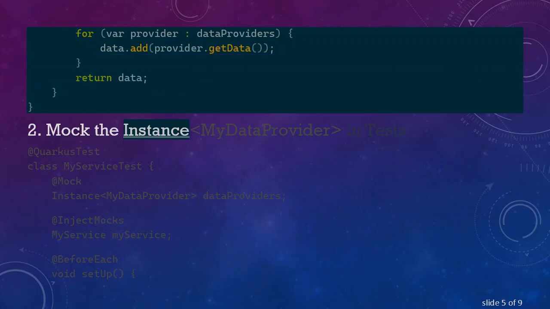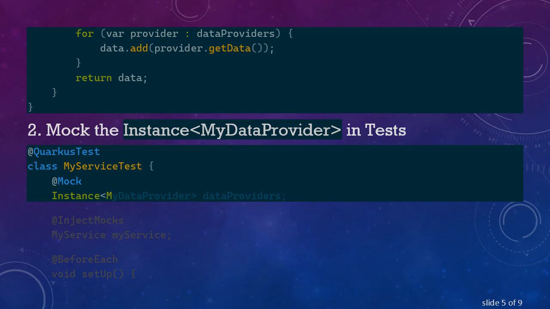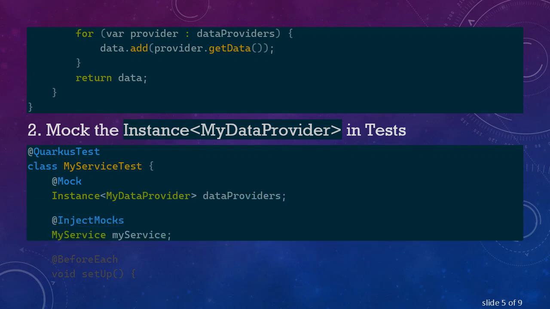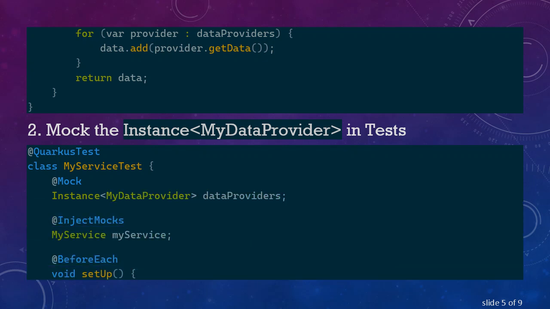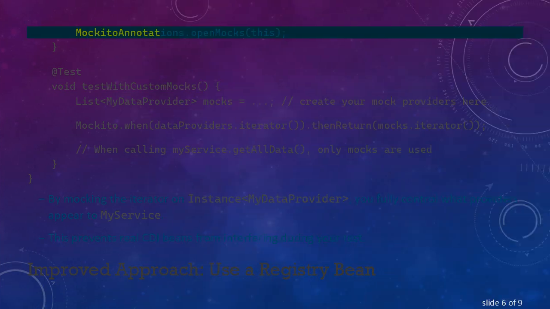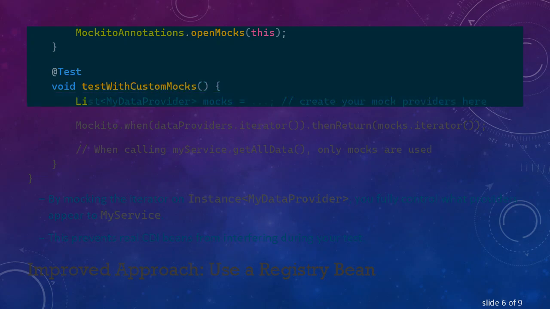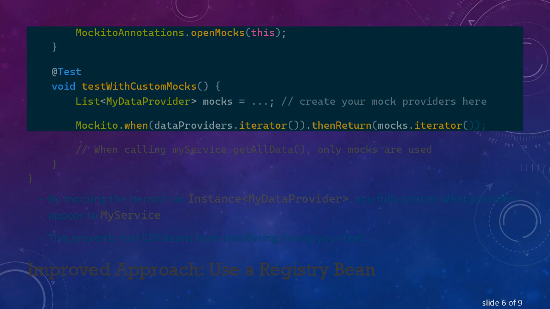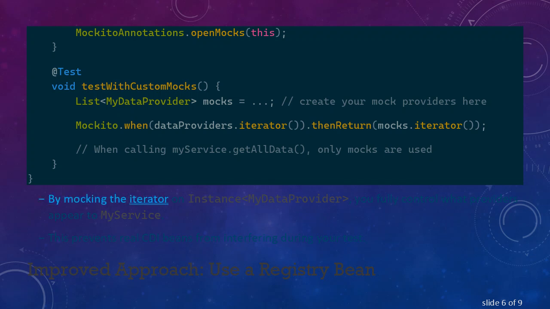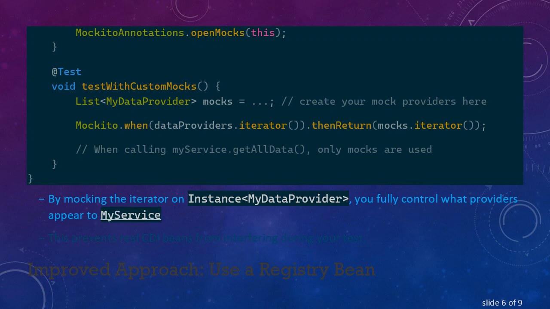Two: mock the Instance<MyDataProvider> in tests. By mocking the iterator on Instance<MyDataProvider>, you fully control what providers appear to MyService. This prevents real CDI beans from interfering during your test.